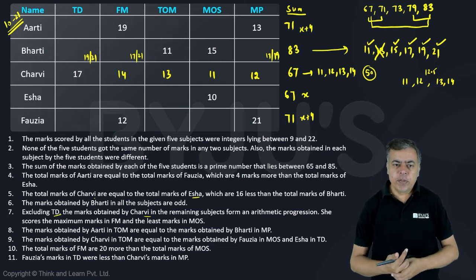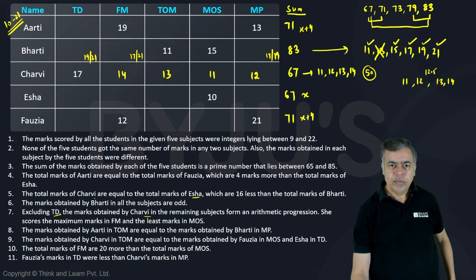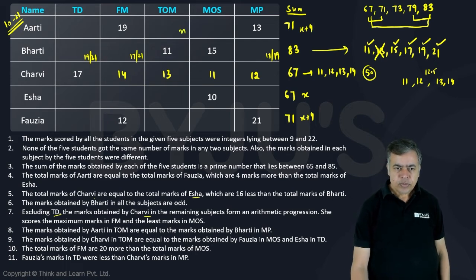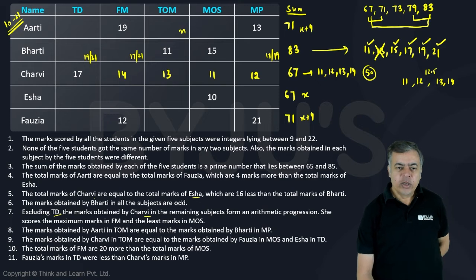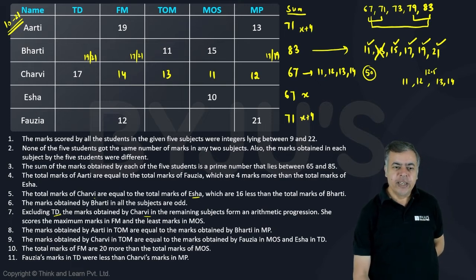Now, the marks obtained by Aarti in TOM is equal to the marks obtained by Bharti in MP. These are equal, right? But now I got to know that Aarti in TOM cannot be 19. Aarti in TOM cannot be 19, and because it is equal to this score, it can be 17 only.